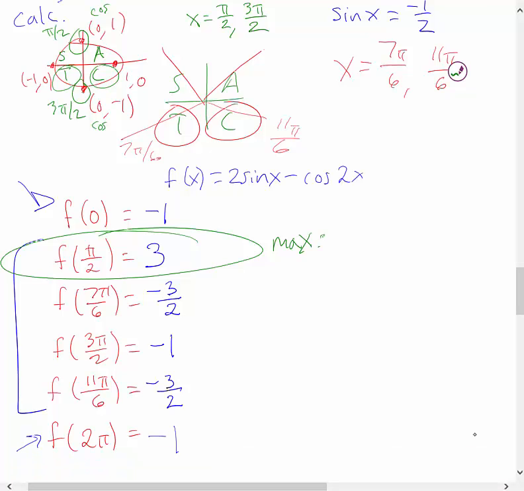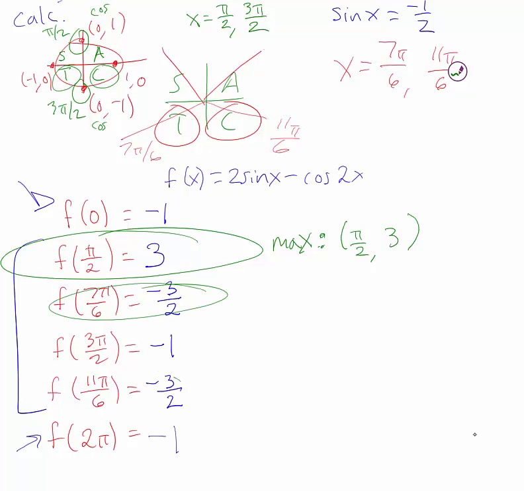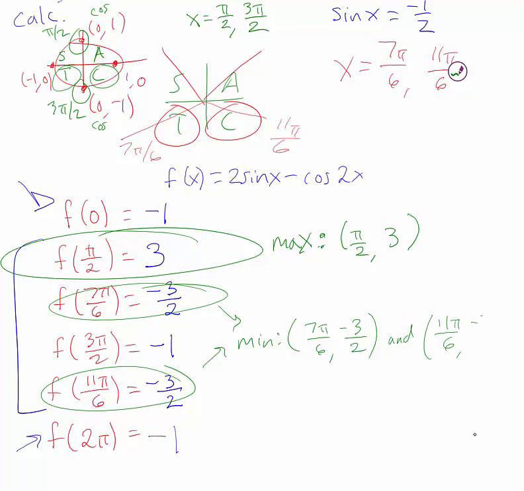Now we're looking for the extreme values, which 3 will be our maximum, so that maximum point would be pi over 2, 3. And now you notice we have 2 minimums, so the minimum points will be 7 pi over 6, -3/2, and we'll also have 11 pi over 6, -3/2.